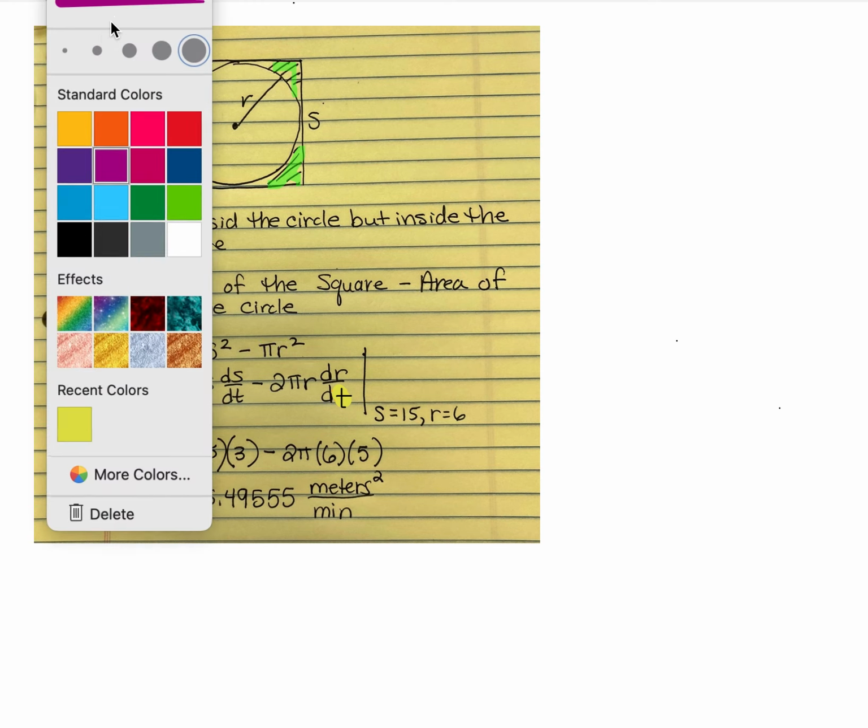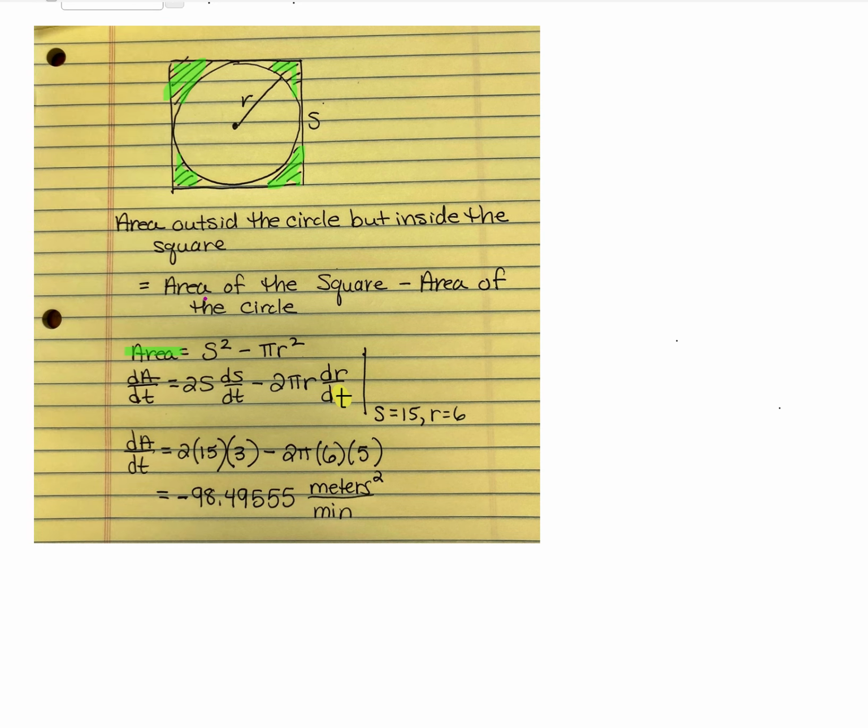So when I find the derivative of the area, I'm going to take this 2 using the power rule, and bring it down in front. I have 2 times S, and then because S itself is a function, I have to multiply by the derivative of S with respect to time. Minus, now this 2 is going to come down in front, 2 times pi times r, and since r is a function of time, I have to multiply by dr dt, the rate at which the radius is changing.